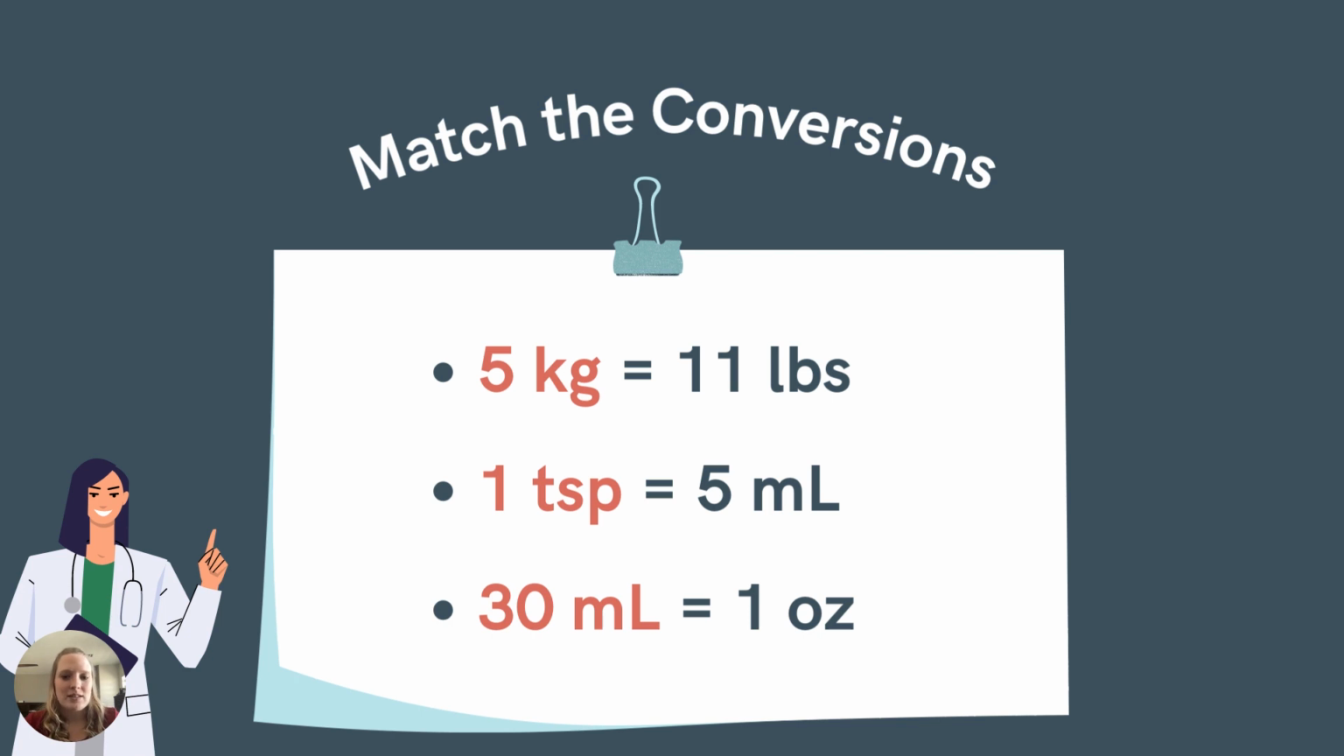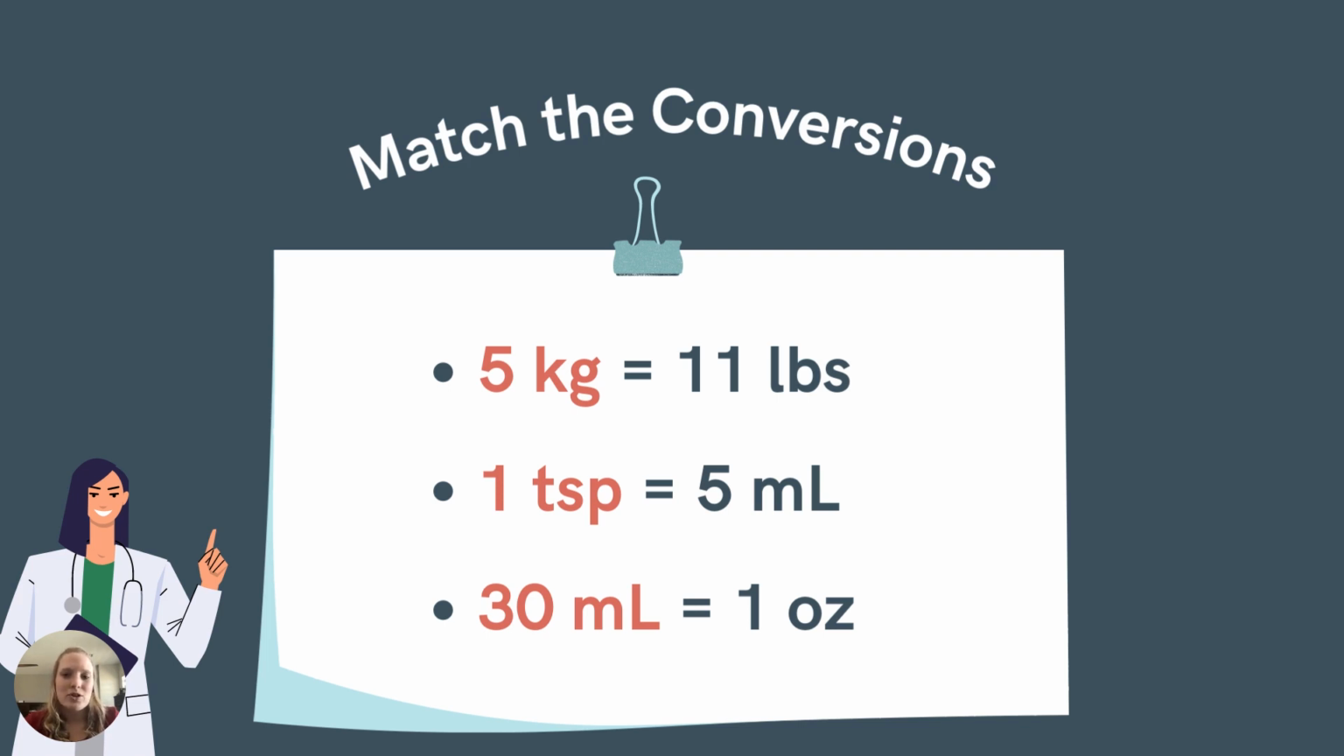And that leaves our last conversion. 1 ounce is equal to 30 milliliters, which makes sense if you think about feeding a baby a 1 ounce bottle. They're definitely going to get more than a teaspoon there. And if you don't have conversions down pat yet, make sure you refresh on those before your exams. These are great flashcard items.